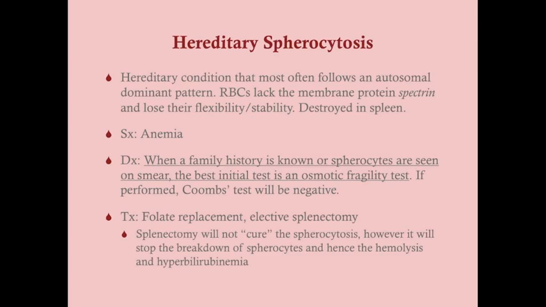CBC with a smear, and your smear will show spherocytes. So your tech in the lab will already be telling you that there are spherocytes. So you'll already know this is probably spherocytosis. But the osmotic fragility test is the best test to diagnose hereditary spherocytosis. If you have a Coombs test, it will be negative, because this is a disorder of the red blood cell. It has nothing to do with immune complementation or antibodies or anything like that.